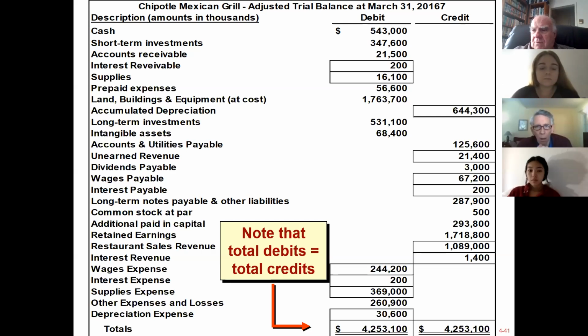We can do the income statement right now in 2 seconds. Go to your retained earnings, draw a horizontal line here. Everything below this horizontal line is your income statement. Everything above is your balance sheet. And all you're going to be doing is copying these numbers into whatever your statement format looks like.